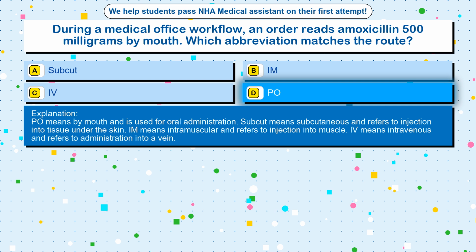PO. PO means by mouth and is used for oral administration. Subcut means subcutaneous and refers to injection into tissue under the skin. IM means intramuscular and refers to injection into muscle. IV means intravenous and refers to administration into a vein.